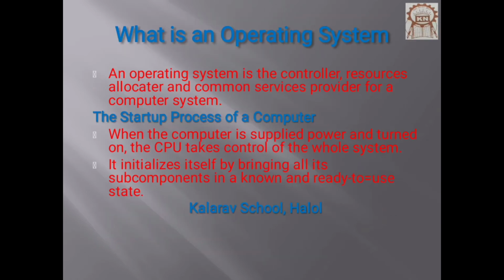What is an operating system? An operating system is a controller, resource allocator, and common services provider for a computer system. It means an operating system is system software that manages computer hardware and software resources and provides common services for computer programs. There are other operating systems such as embedded and real-time systems.